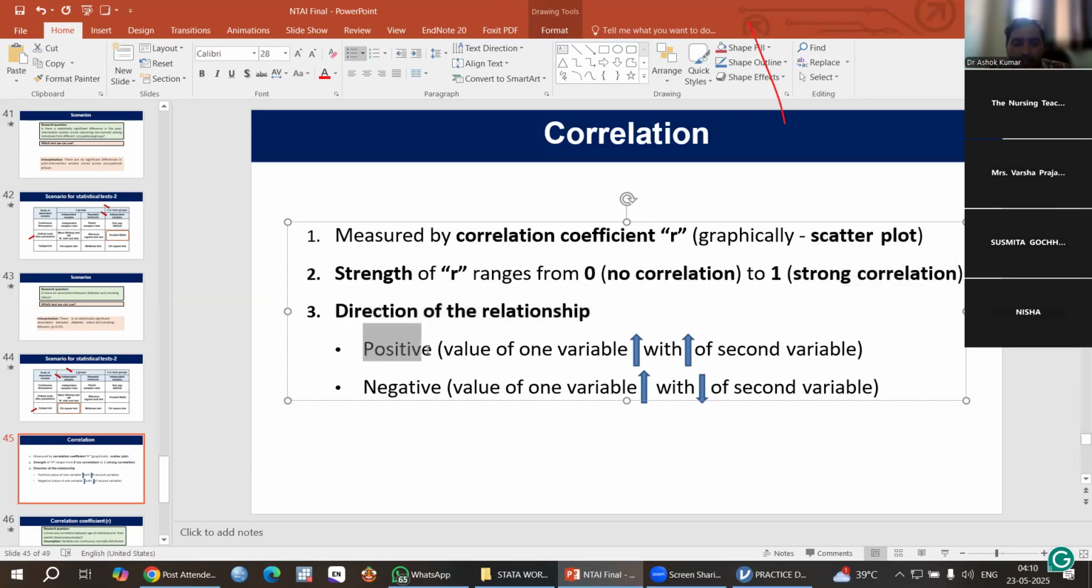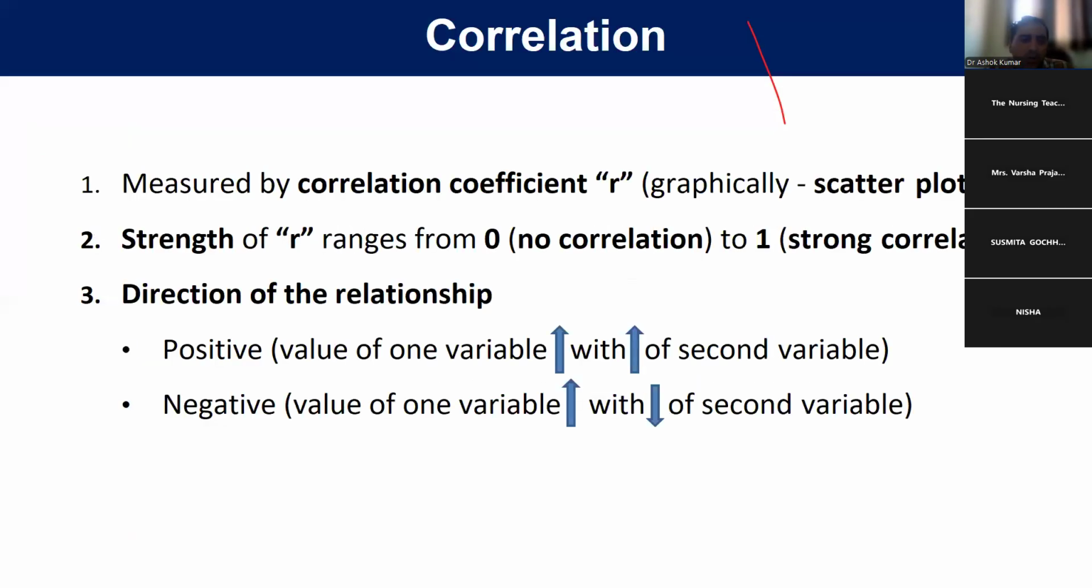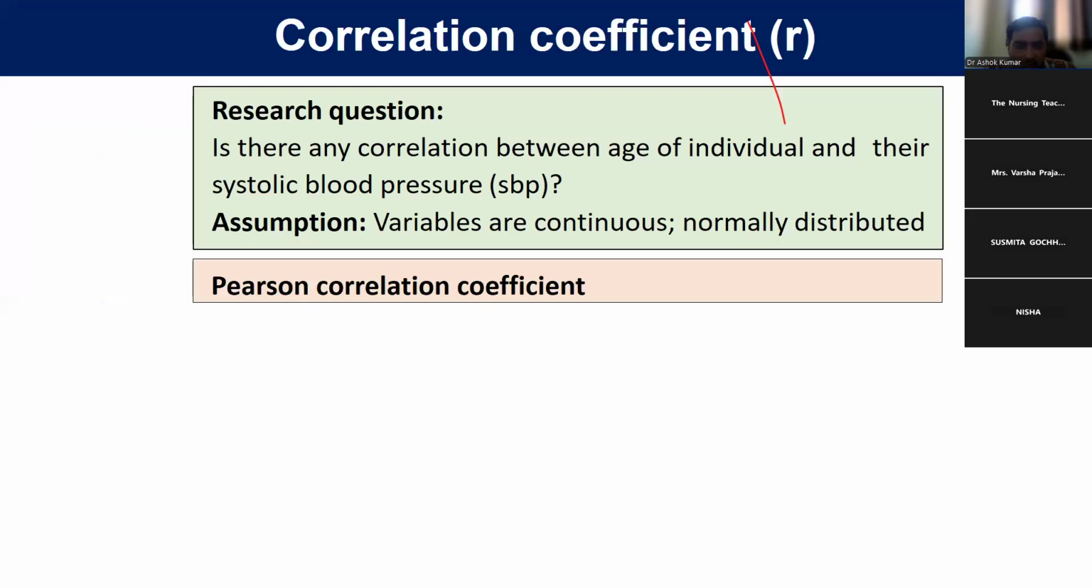What do you mean by positive? Positive means if one variable is increasing, the second variable is also increasing. Negative means if one variable is increasing, the second variable is decreasing. So this is called correlation. Is there any correlation between age of individuals and their systolic blood pressure pre and post? Assume variables are continuous and normally distributed.